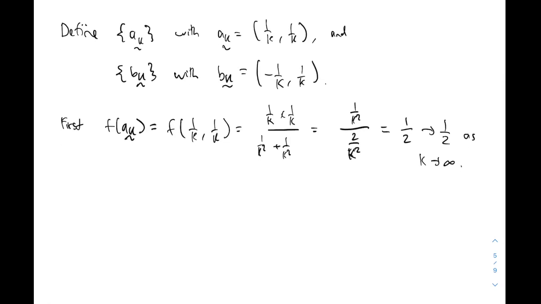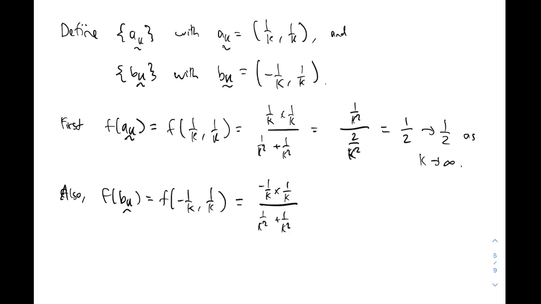We do the same thing for bk. So also, f of bk equals f of (minus 1 on k, 1 on k), which equals minus 1 on k times 1 on k, all over 1 on k squared plus 1 on k squared, which is minus 1 on k squared over 2 on k squared, which is minus half. And this obviously goes to minus half as k goes to infinity.